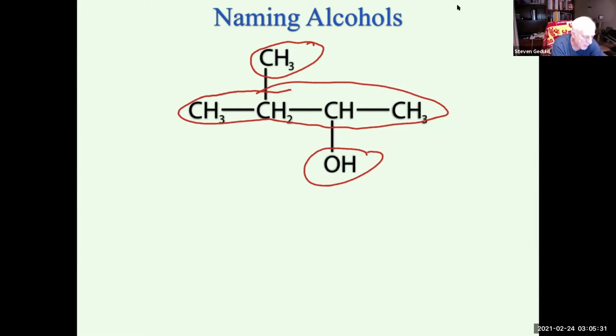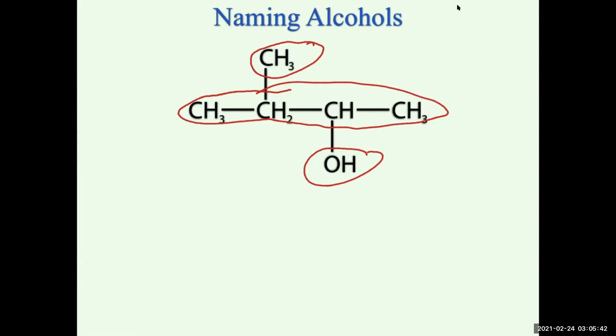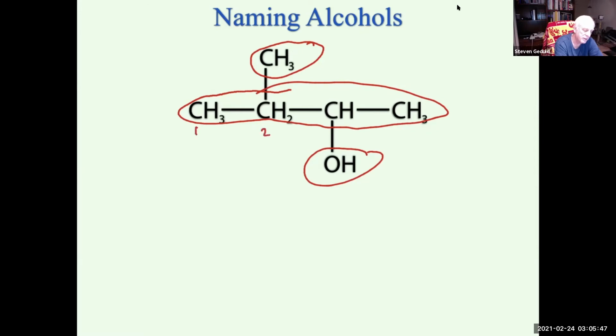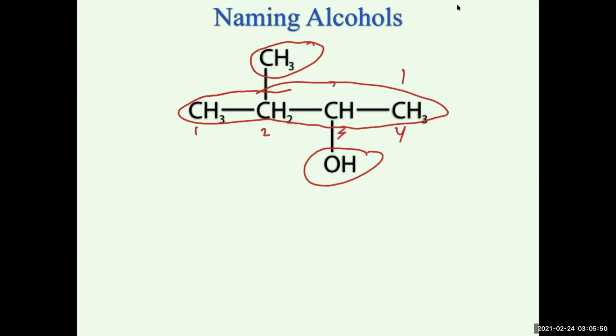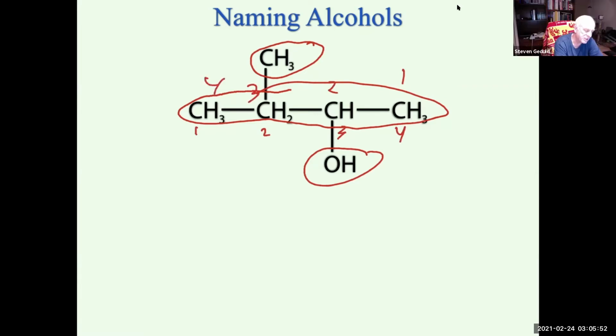Okay. Are we going to number this from left to right or right to left? It's right to left. It's right to left because if I number left to right, this puts number 3 on my OH group. If I number right to left, this puts number 2 on my OH group. And you always want to give your functional group the lowest possible number. So we're going to number it right to left, and then we put our substituents on there.